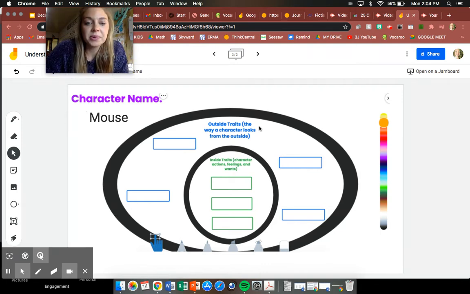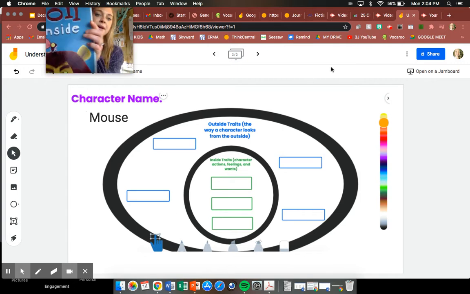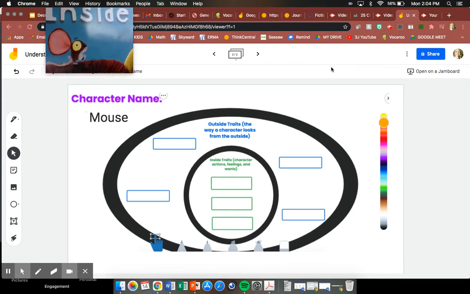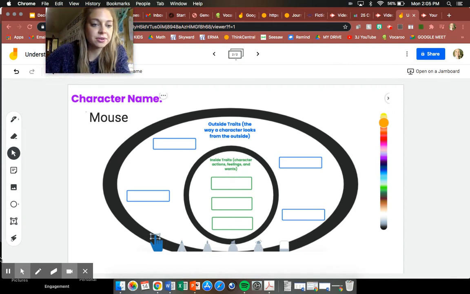So we have two parts of a circle here. We have the outer part, which is what the character looks like on the outside. And we have the inner part, which is what the characters want, what they feel, or the things that they do. Okay, so let's talk about the outside first. Now, this is a picture of Mouse. What does he look like? Well, he looks brown. Okay, so I'm going to write down that he is a brown mouse. That's going to go in the first text box.